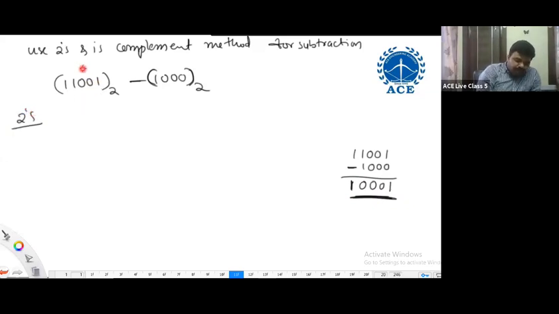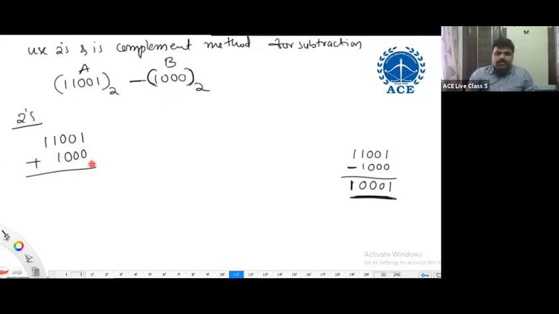For that, what is it here? It is A, it is B. Then what should I use? A plus 2's complement of B. That means A, 11001, plus 2's complement of B. What is 2's complement of 1000? 1000 only. Am I right? Then 1 plus 1 is 0, 1 is carry, 1 plus 1 is 0, 1 is carry.